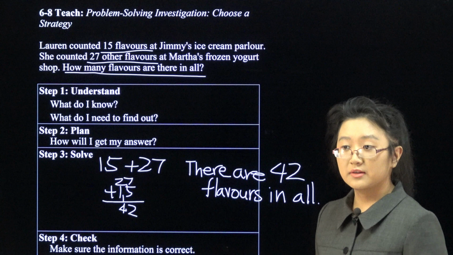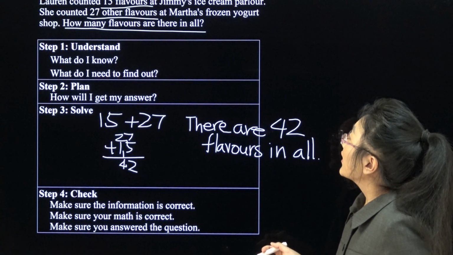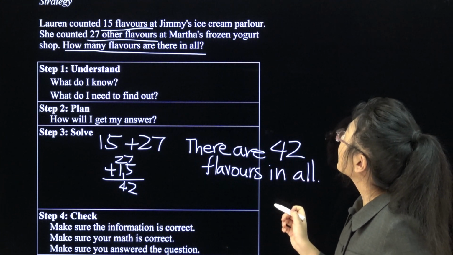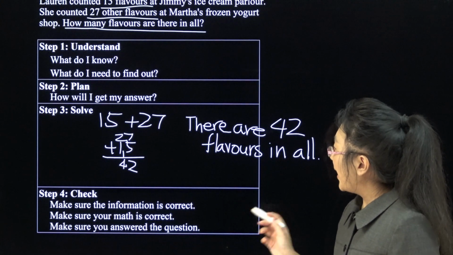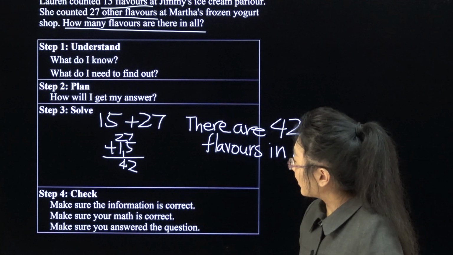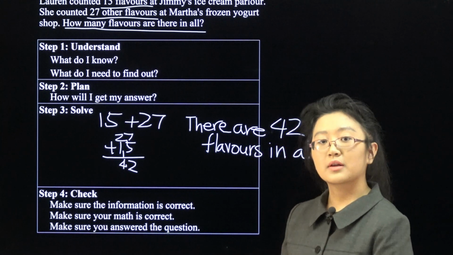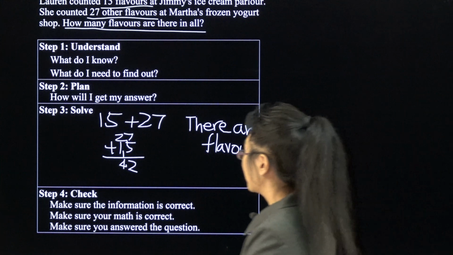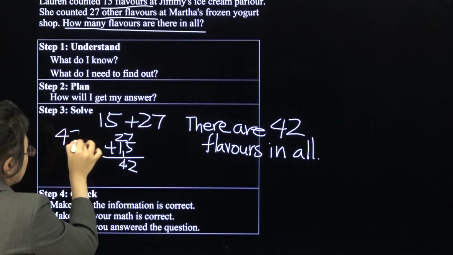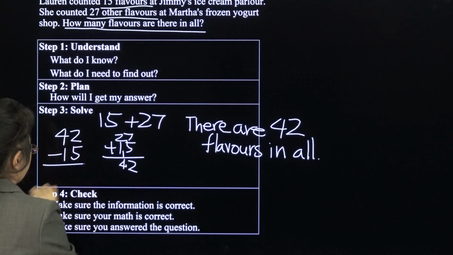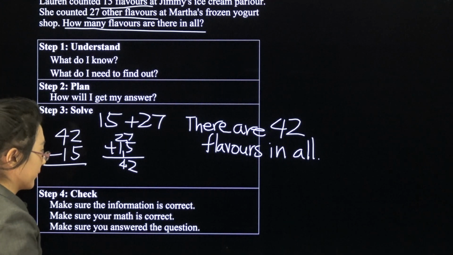Okay, so we move on to step 4. Check. Make sure the information is correct. So 15 flavors at Jimmy's and 27 other flavors at Martha's. Okay, make sure our math is correct. 27 plus 15. Well, remember what I said about fact families and opposite operations? We can use subtraction. So what's 42 minus 15? It should be equal to 27, if 42 is the right answer.